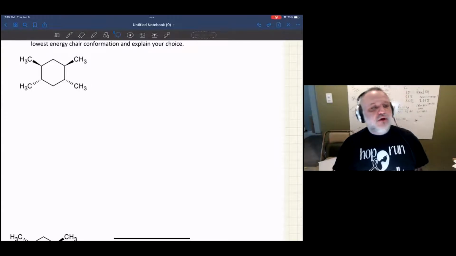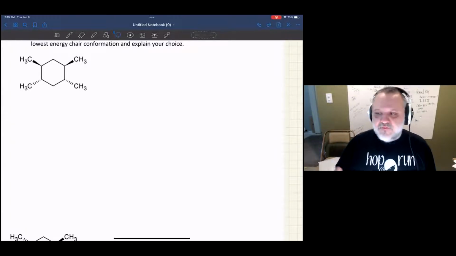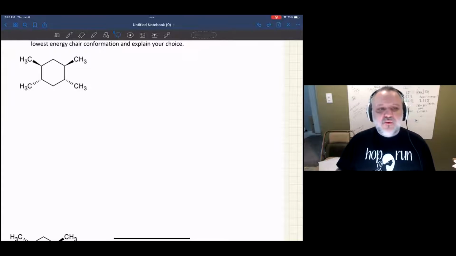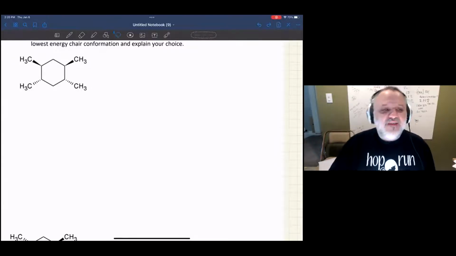Remember, every cyclohexane has two different chair conformations, sometimes one of which is going to be higher or lower energy than the other. And so what we need to do is examine all four possible chair conformations to decide which one is actually the lowest energy.